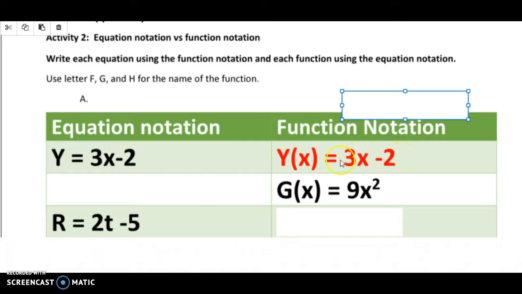So not much changed. The equation remains 3x minus 2. The y is replaced with y of x. So y is a function of x. Again, inside the parentheses will always be your input.